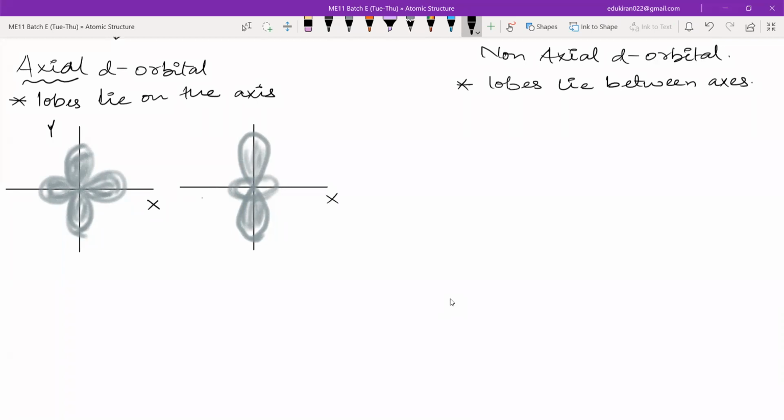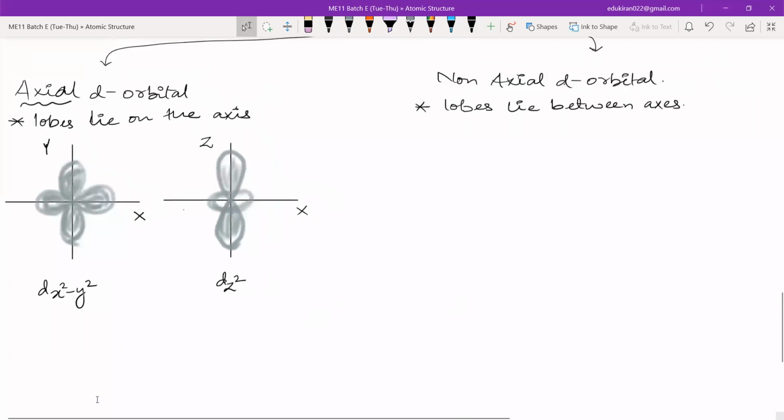This is the x-axis here. This is the z-axis here. Okay, this can be x and y, anything. This orbital here is known as d z square. This is known as d x square minus y square. Now there are three more. Let me just zoom out a bit.